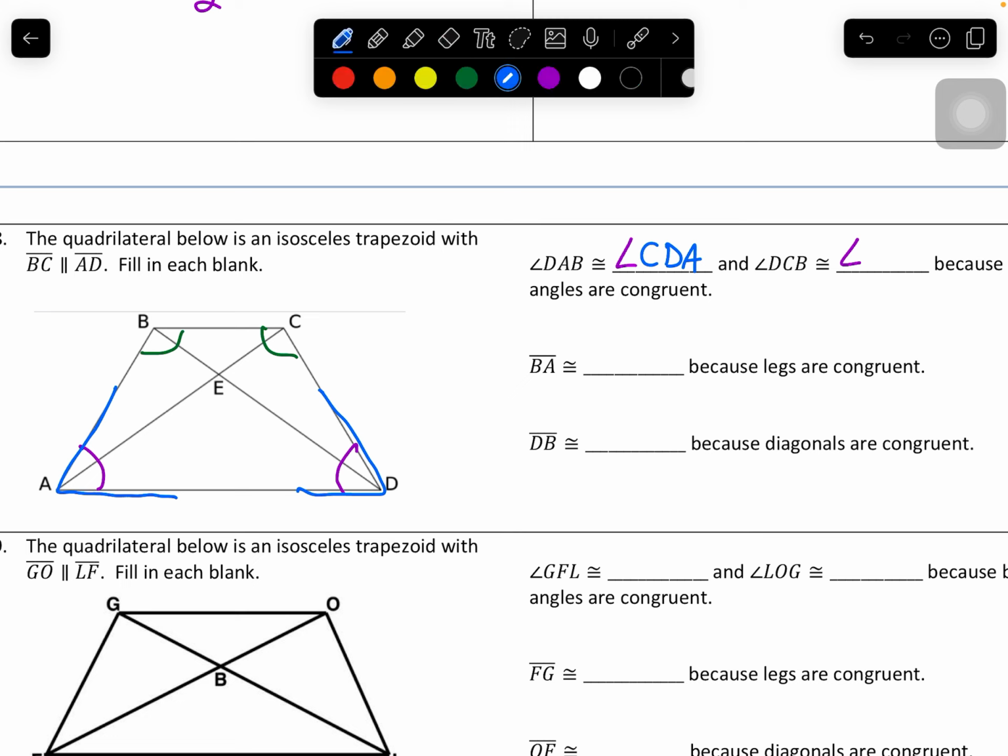So let me erase this. My bad. Probably just confused the crap out of you guys. But we'll get it back.